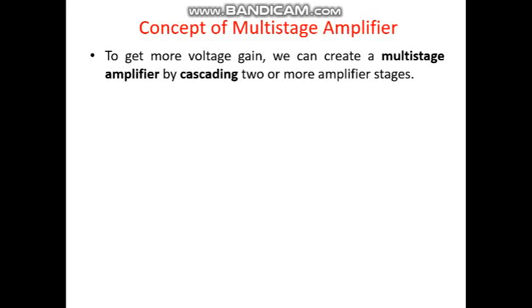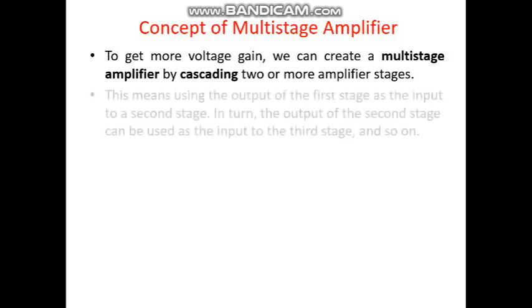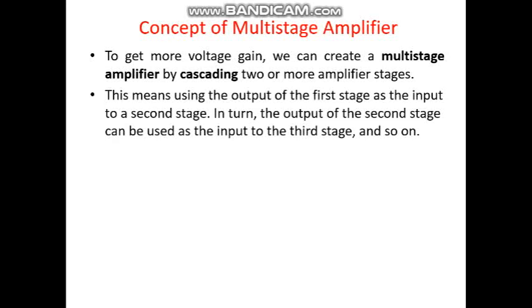Suppose from an amplifier you are getting a voltage gain of 10 and you want more voltage gain. Suppose you want a voltage gain of 100, then you can cascade two amplifiers back to back. Each is giving you a voltage gain of 10, then your total voltage gain will be 10 into 10, that is 100. So that way you can use a multi-stage amplifier. We will see this in brief.